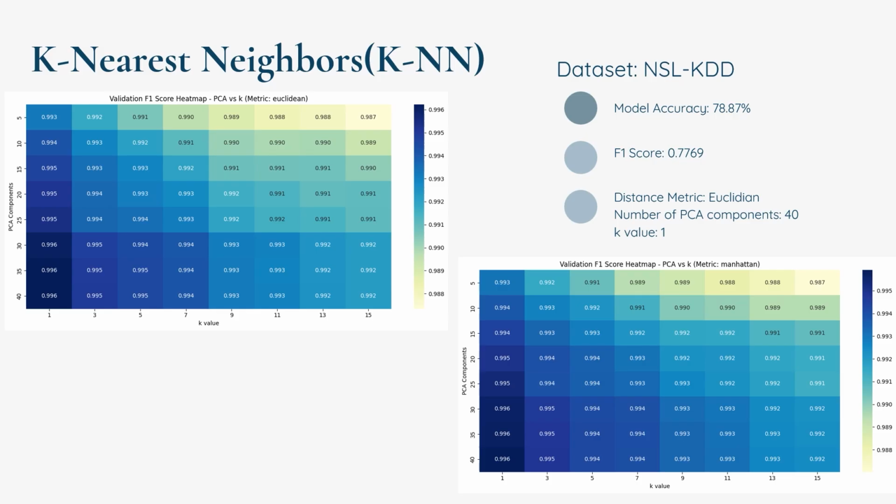Similarly, on the NSL KDD dataset, the best results are with alpha equal to 0.1, 500 epochs, and a threshold of 0.54, achieving 72.26% accuracy and an F1 score of 0.6957.